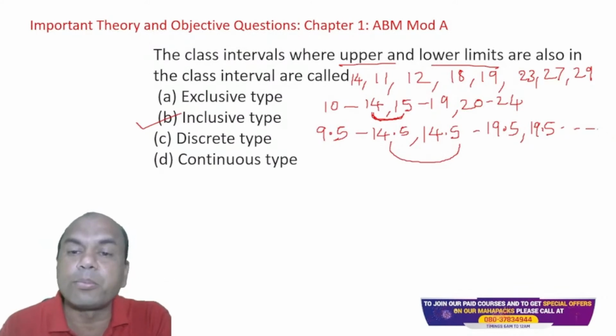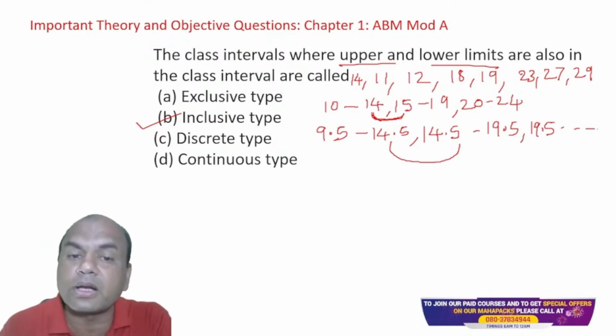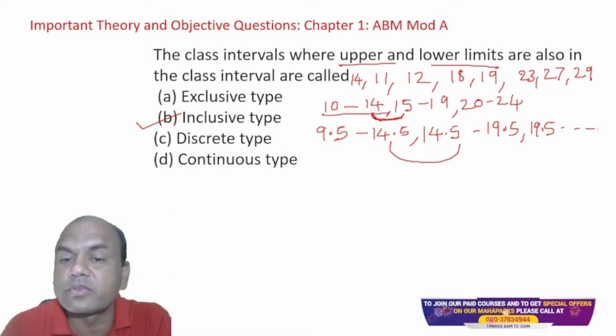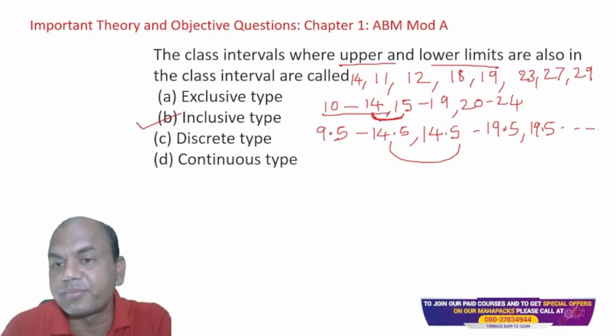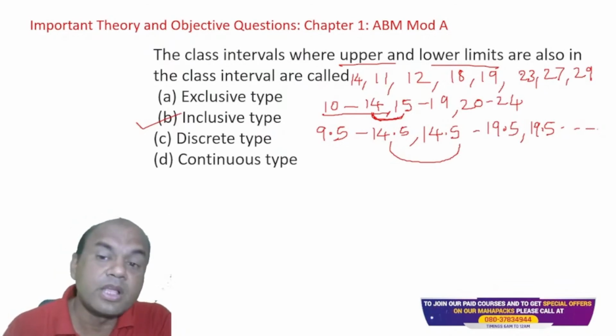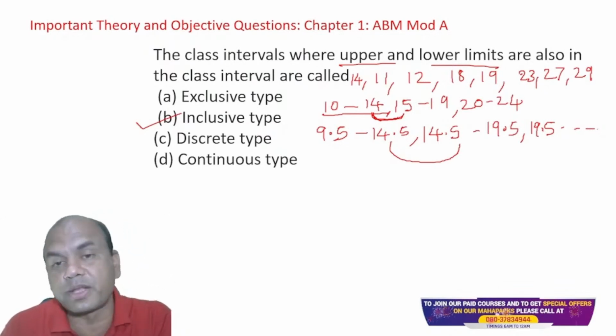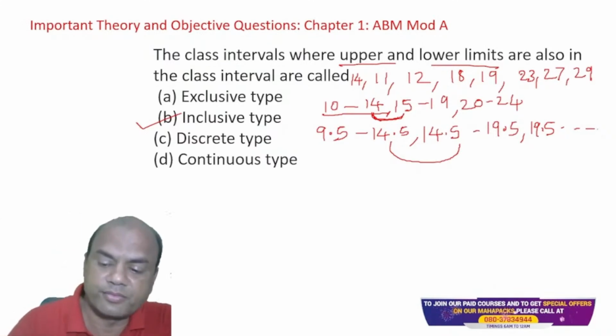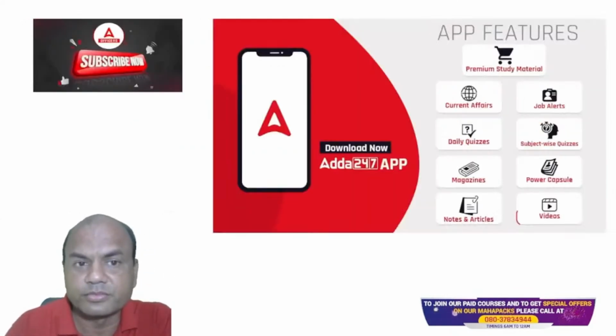So where the upper and the lower limits are also the part of the class interval. Suppose if I get 14 number, this 14 number I'll arrange it in this class, not in this 15. 19 number I'll arrange it in this class. Remaining are easy for you. Right. So this is known as inclusive type. Got it, everyone? Clear? Move on.